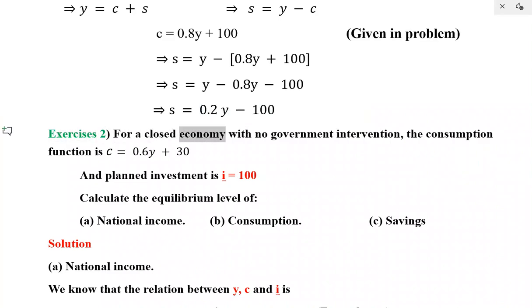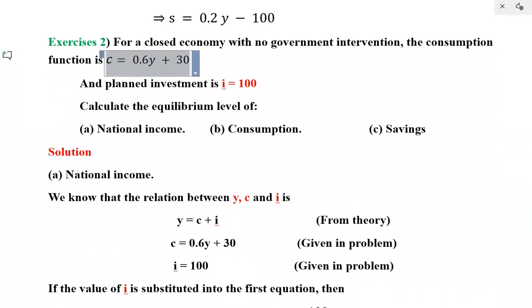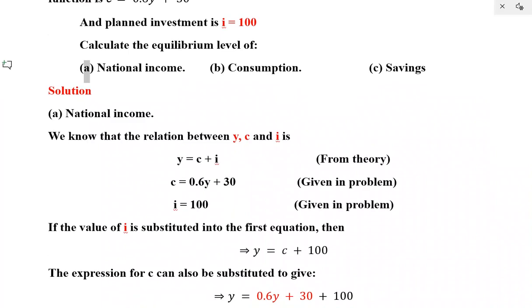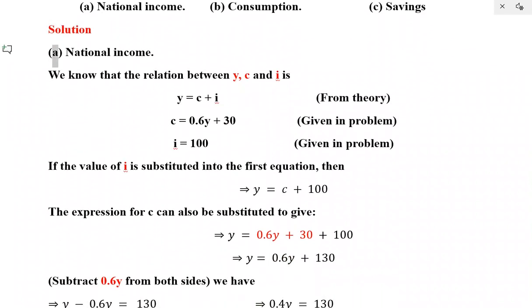Exercise 2. For a closed economy with no government intervention, the consumption function is C equals 0.6Y plus 30, and planned investment is I equals 100. Calculate the equilibrium level of A. National income, B. Consumption, C. Savings.